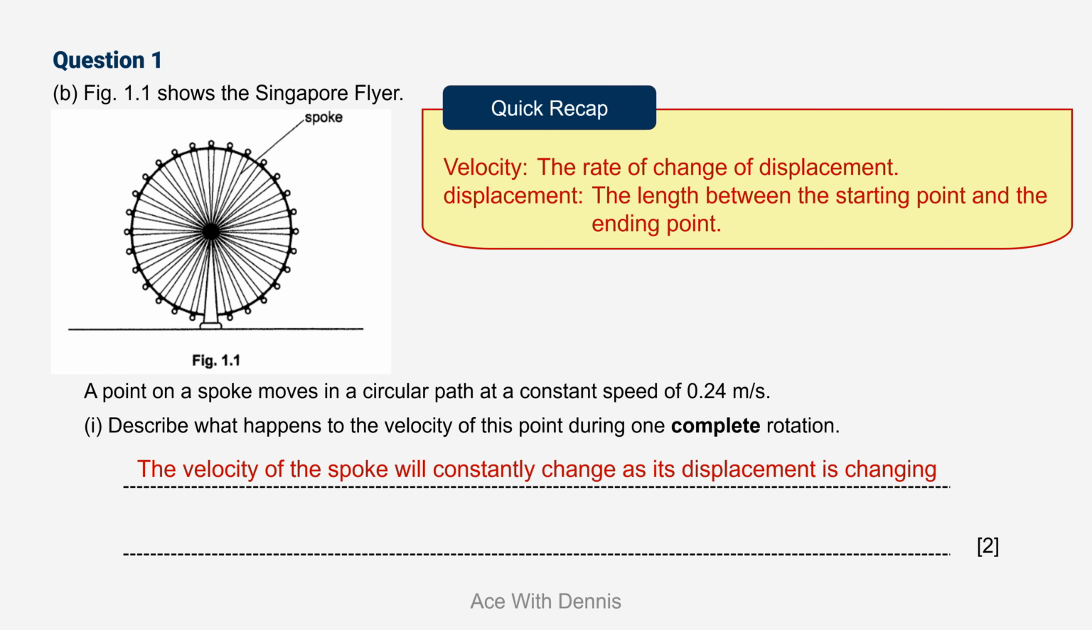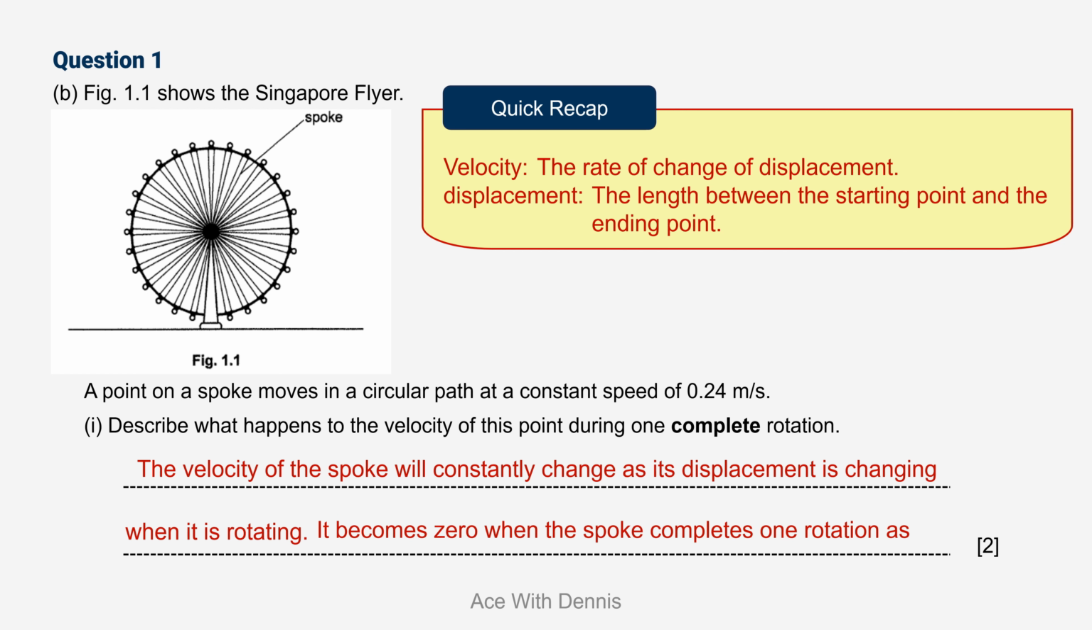Therefore, to answer this question, we can say that the velocity of the spoke will constantly change as its displacement is changing when it is rotating. It becomes 0 when the spoke completes one rotation as it returns to its initial position, where the displacement equals 0.